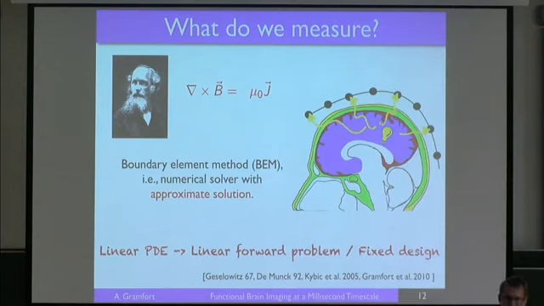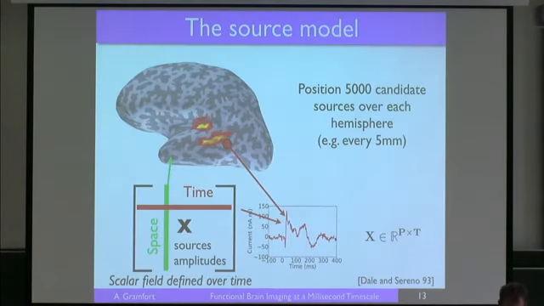Some people use finite element methods to solve these types of things by doing some massive triangulations of the head. Most people in this community use these boundary element methods. So you solve these linear PDEs using this piecewise constant approximation of the medium. In practice, this means that you're going to have a linear forward problem that does not depend on time. So if you're a statistician, it means that you're going to have to solve a linear regression problem with a fixed design. Okay, so this is how the propagation works.